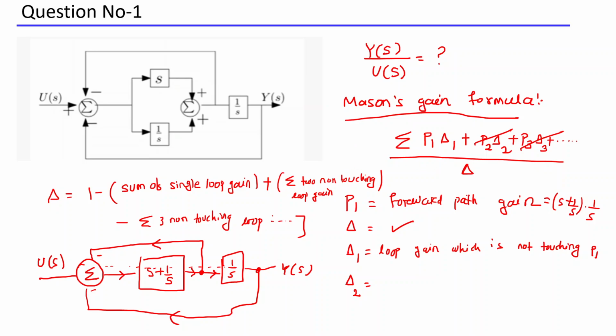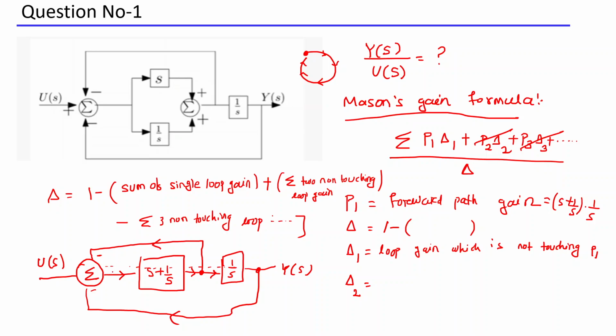Then tell me what is delta. First of all, we find out delta, then we will find out delta 1. So what is delta? Delta is 1 minus, I am writing here 1 minus. First of all, you find out what are the single loops. How many single loops are there? Loop means if you start at this point, if you come back to this same point, then it is a loop.